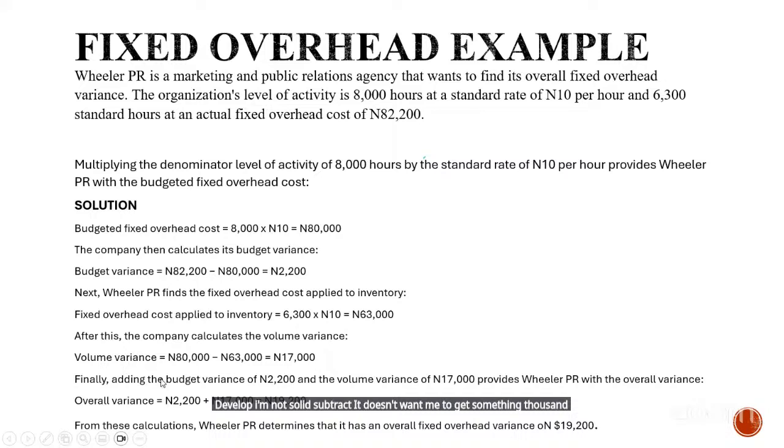Then finally, the budget variance of 2,200 and the volume variance of 17,000 provide Wheeler PR with an overall variance. 2,200 plus 17,000 gives us 19,200. From this calculation, Wheeler determined that it has an overall fixed overhead variance of 19,200. So don't mind the naira or the dollar sign.